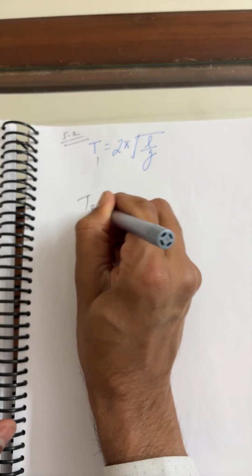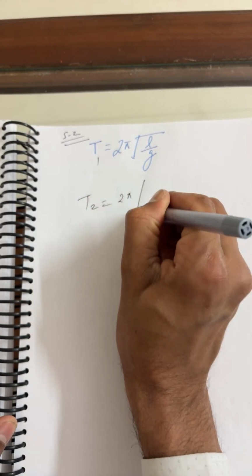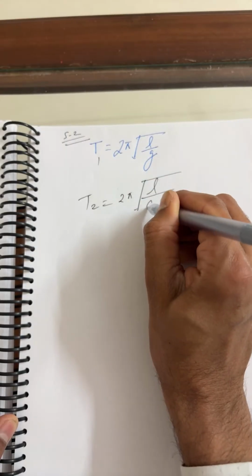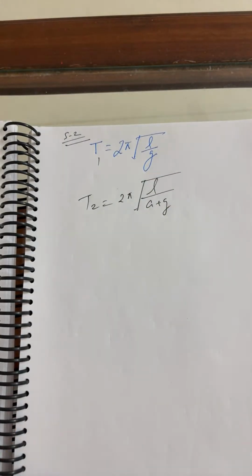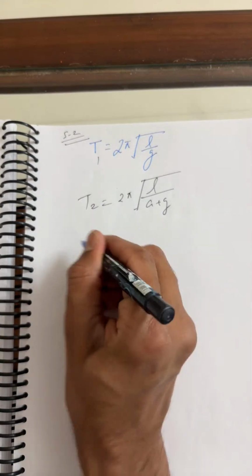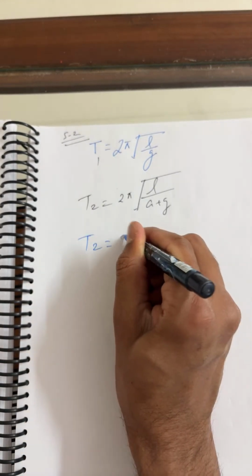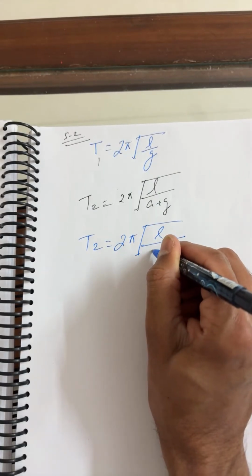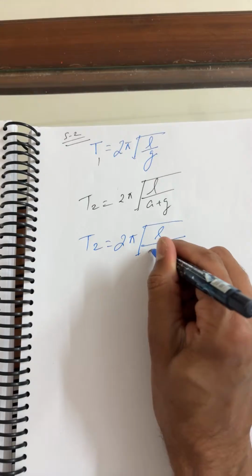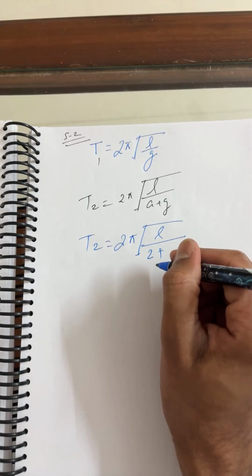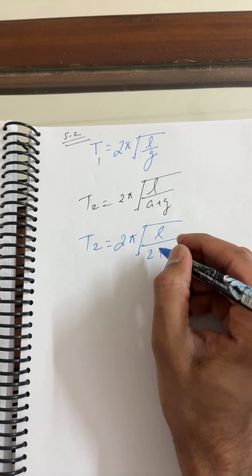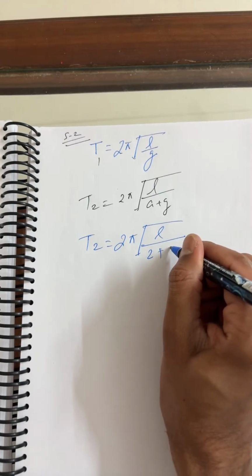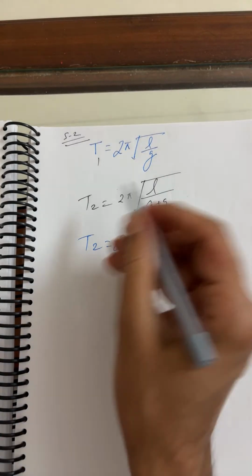So T2, what can we write? This is 2 pi under root L by (a plus g) R. So here, for this condition, this is T2: 2 pi under root L by (a plus g) R. a is 2, we got here. And g, what will we take here? We'll see later. Just let us do a square.